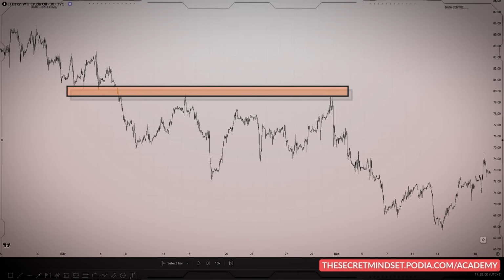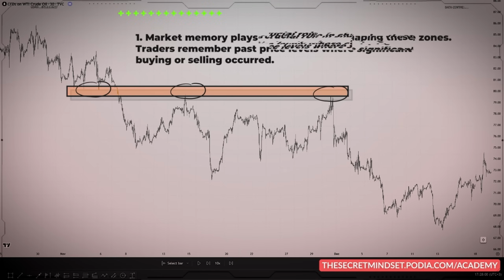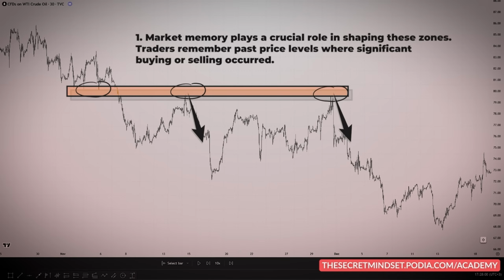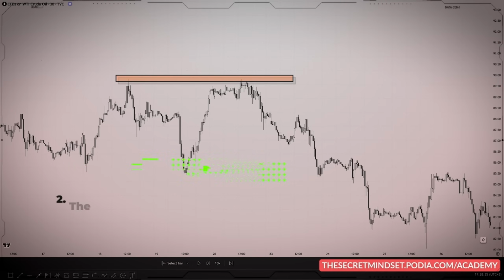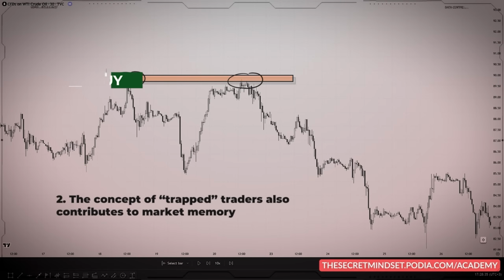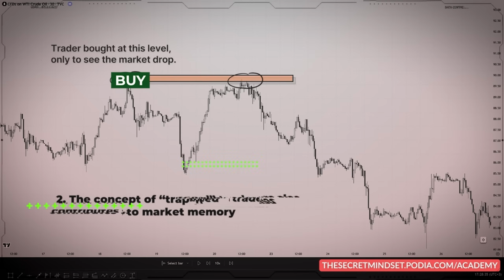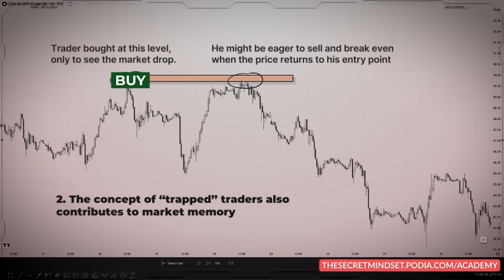Market memory plays a crucial role in shaping these zones. Traders remember past price levels where significant buying or selling occurred. These memories influence future trading decisions. The concept of trapped traders also contributes to market memory. Imagine a trader who bought at a certain price, only to see the market drop. He might be eager to sell at break-even when the price returns to his entry point. This creates resistance as these trapped traders exit their positions.